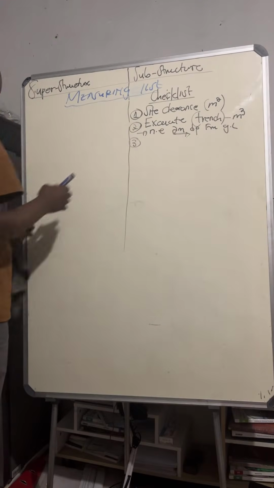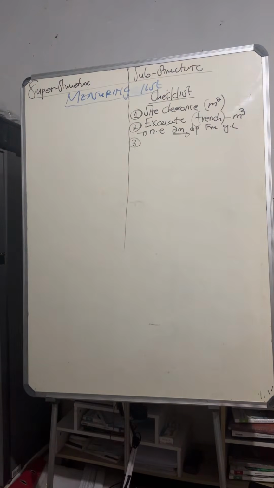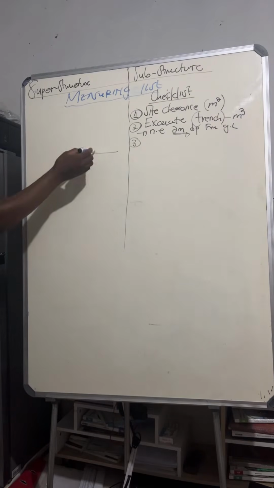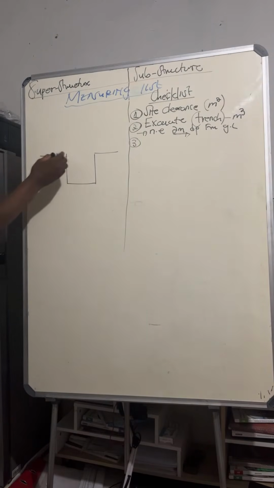Number 3, what is it that you can do? We're not going to dwell much on the substructure, by the way. So now this is what you have. Now that Karen is on a construction site, you are aware. You know how to read the drawing, eh?